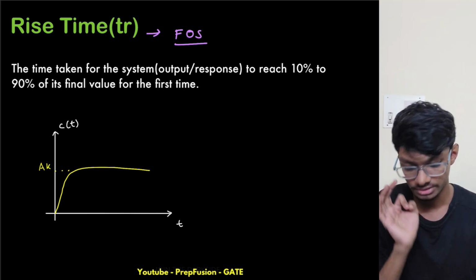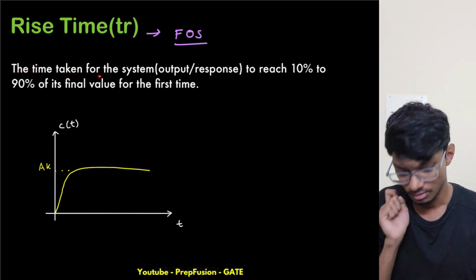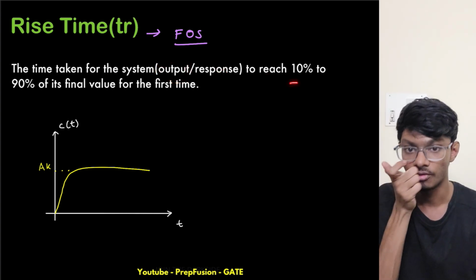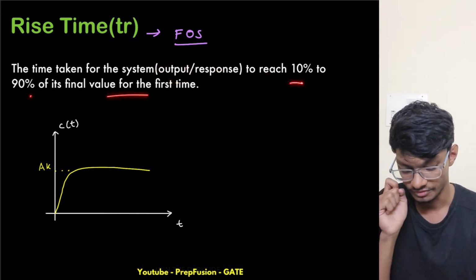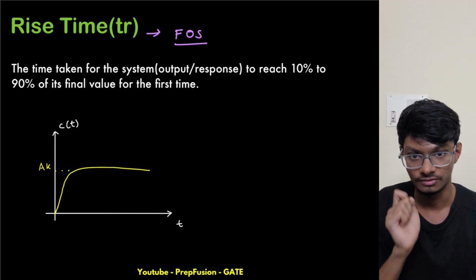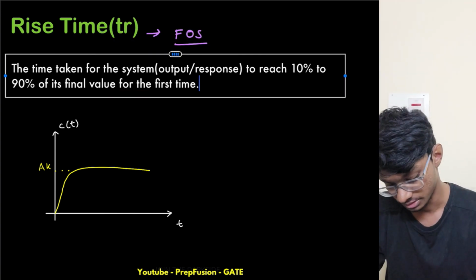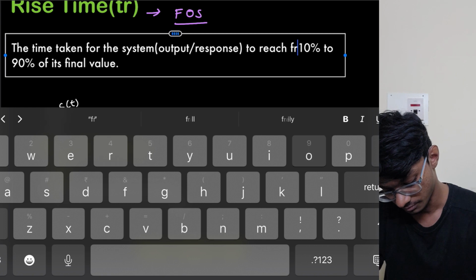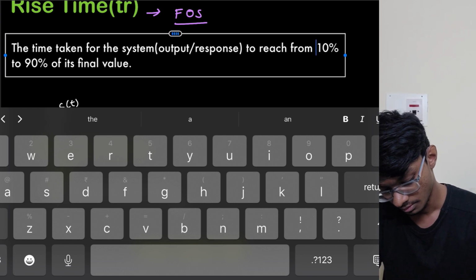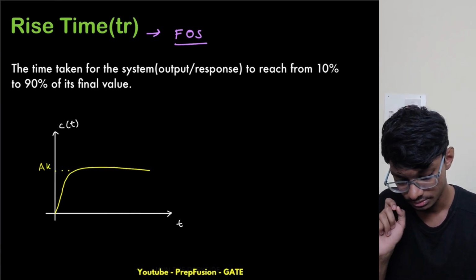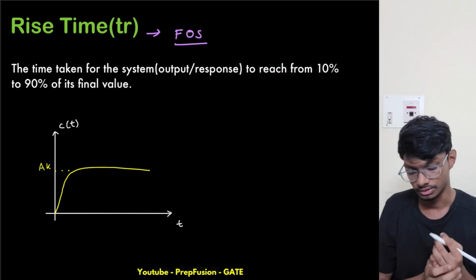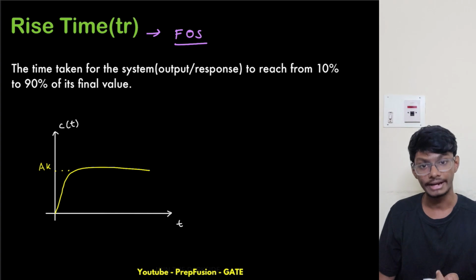Okay, what is the definition? It is the time taken for the system, that is the output of the response, to reach from 10% to 90% of its final value. Not for the first time, because this is not oscillating; the "first time" wording was for the second order system. So this is basically what my rise time definition is.